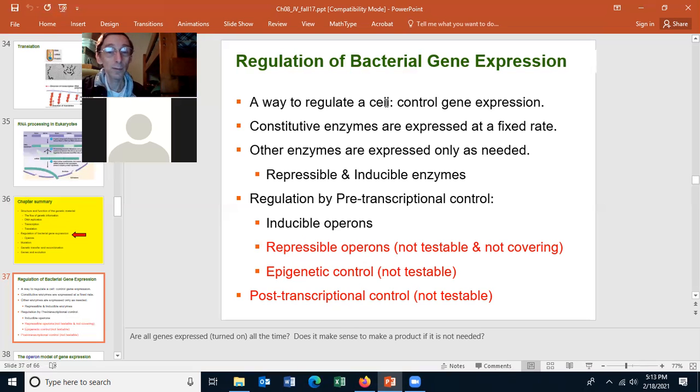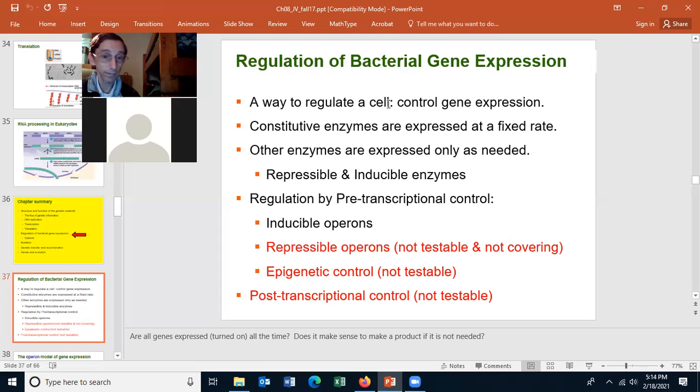You can regulate it also by turning on and off the genes. Constitutive enzymes are enzymes that are expressed at a fixed rate. Some genes are always turned on, and they're turned on at a fixed rate. There are other genes that are only expressed when they are needed by the cell. And these genes we call repressible or inducible genes. And we'll talk about them with the repressible and inducible enzymes.